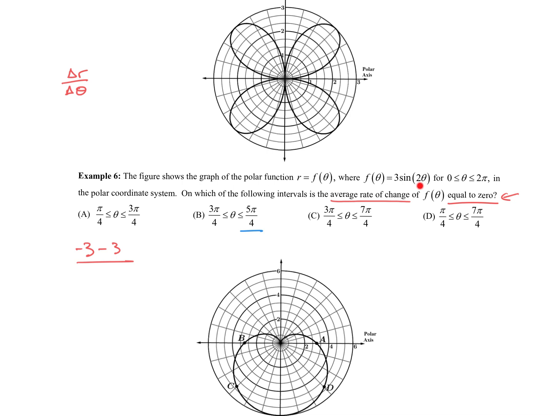And so what do I need to subtract? 2 pi, which gives what? Pi over 2. So what is the sine of pi over 2? 1. So 1 times 3 is 3. And so now I'd have 3 minus, well, I substituted in 3 pi over 4, but what was that one? That was negative 3. And so is it going to cancel out? No. So my average rate of change is not equal to 0. So let's check out the next one.